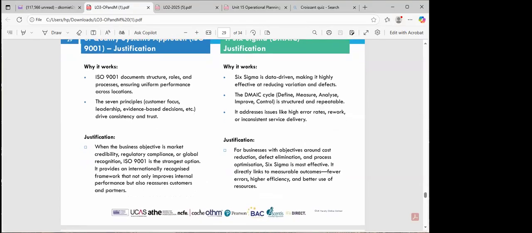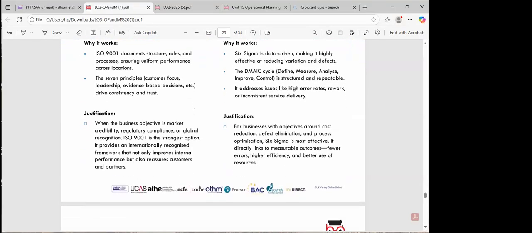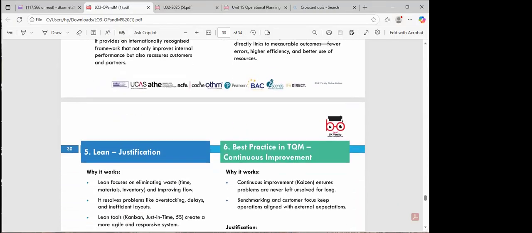Very, very important. When the business objective is market credibility, regulatory compliance, or global recognition, ISO 9001 is the strongest option. Very, very important. It provides an internationally recognized framework that not only improves internal performance, but also reassures customers and partners. Very important. Six Sigma, for businesses with objectives around cost reduction, defect elimination, and process optimization, Six Sigma is the most effective. Okay, very, very most effective.